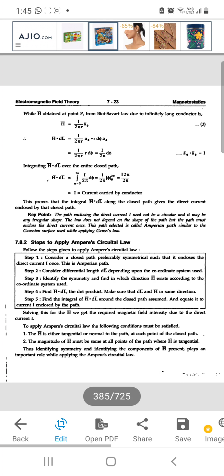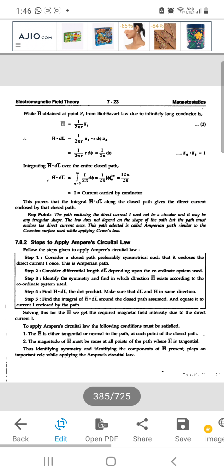Now we will look into the steps that are used to apply Ampere's circuital law. Step 1 is to consider a perfectly symmetrical path that encloses our direct current I, which is termed the Amperian path. Step 2 is to consider the differential length dl depending upon the coordinate system that you are dealing with. And step 3 is to identify the symmetry and find in which direction H exists according to the coordinate system used.